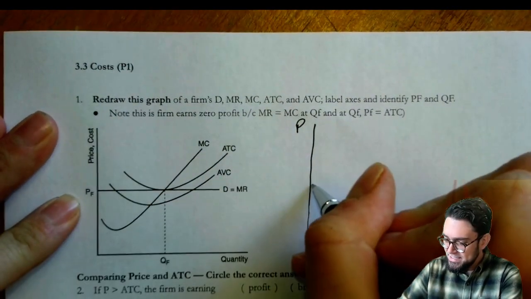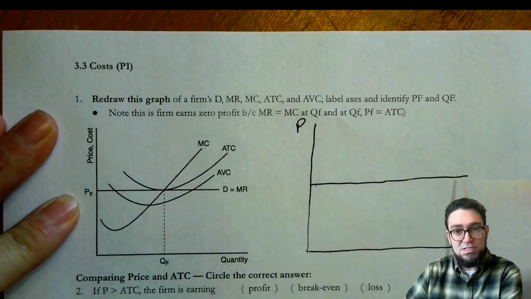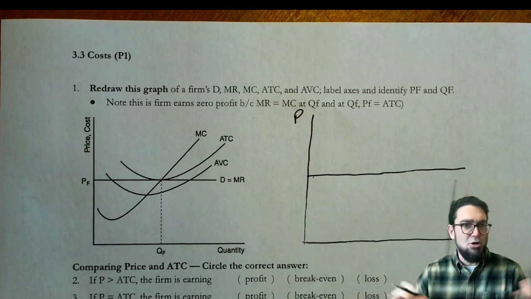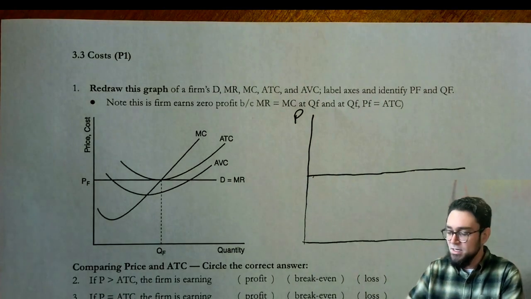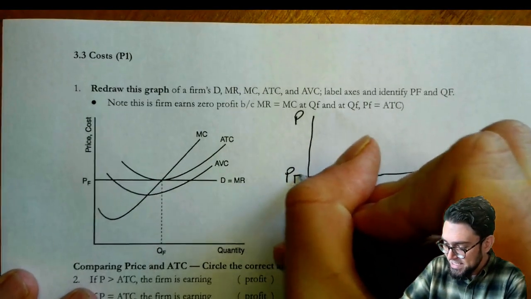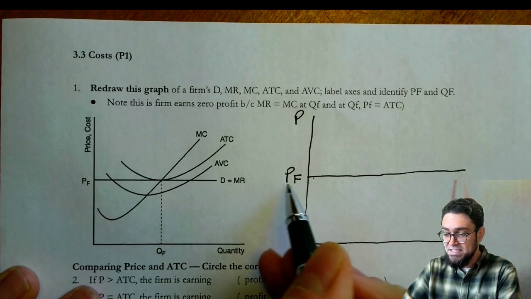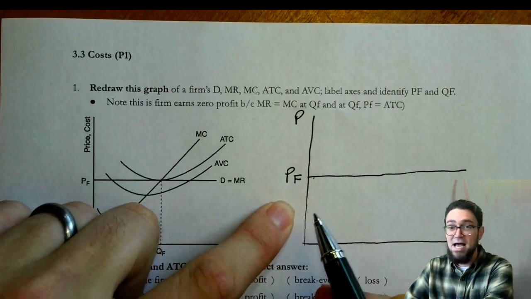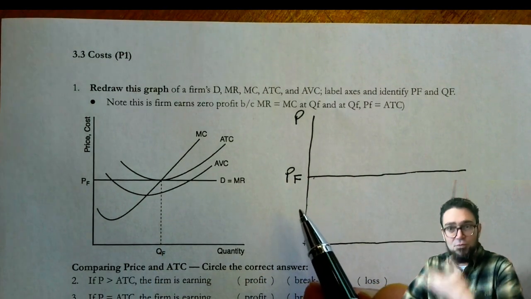And the first thing to recognize is that this is for a firm. So this is one firm in a huge market with lots and lots of other firms out there. And so this firm is what we call a price taker, where the firm's price is dictated by the market. That's why that says PF. It's not a price floor. It's saying the firm's price.